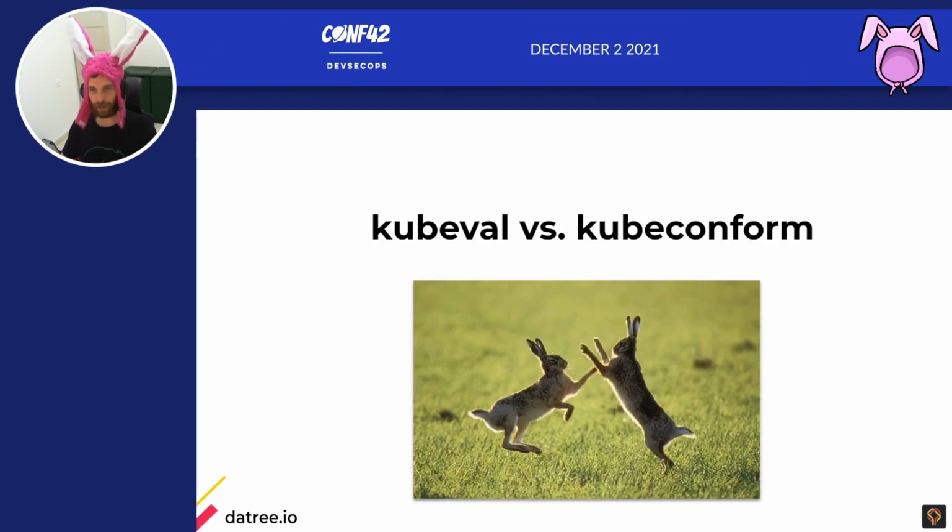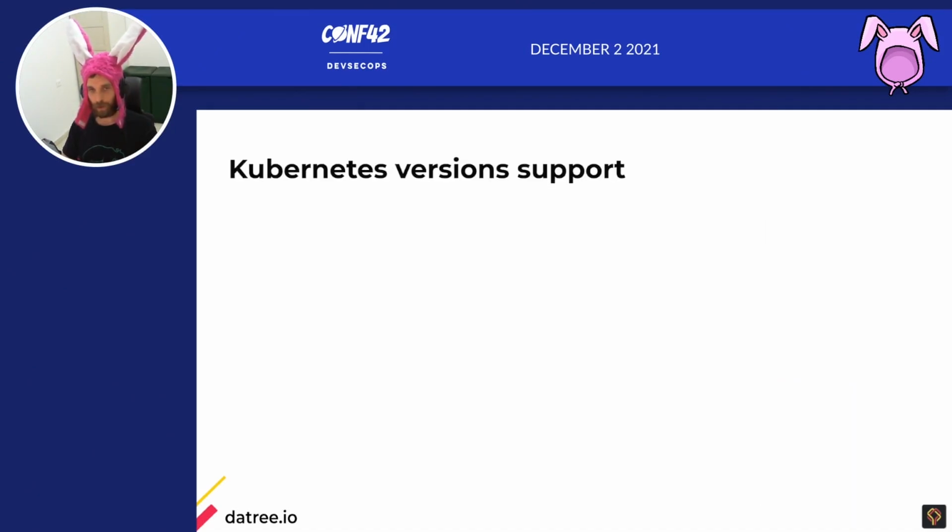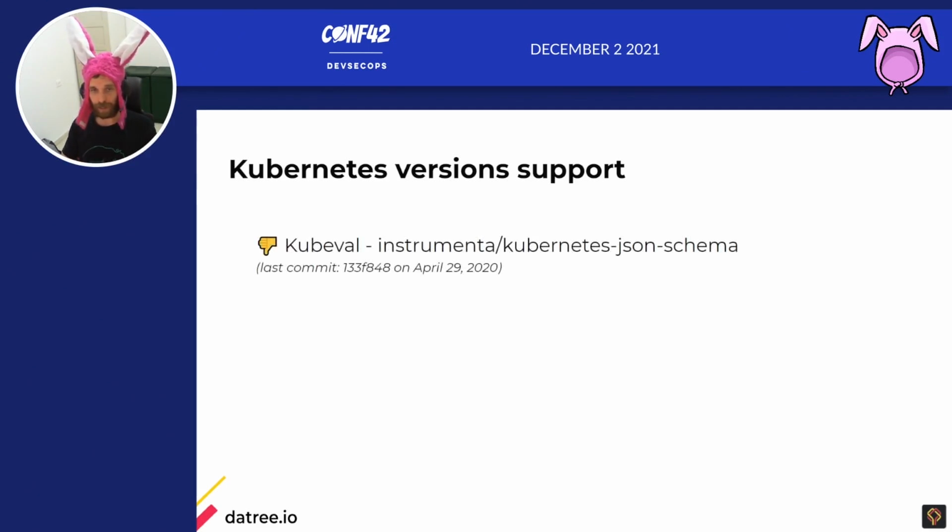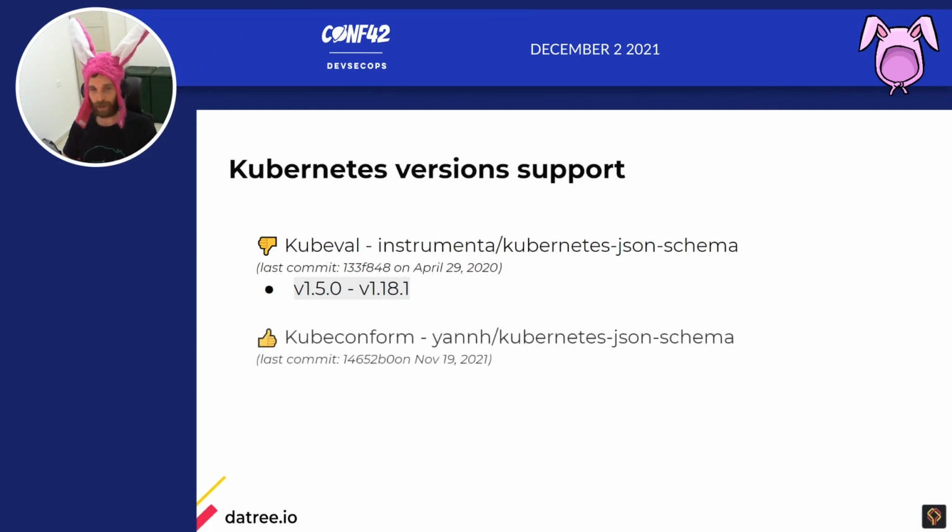But which one is better, kubeval or kubeperform? So we talked about the version support use case. The thing is that kubeval, the last commit was in 2020. So that's saying that the latest version of Kubernetes version schema that it's supporting is 1.18.1, which is pretty shameful, because kubeperform is supporting up to version 1.22.4, which is the latest right now.